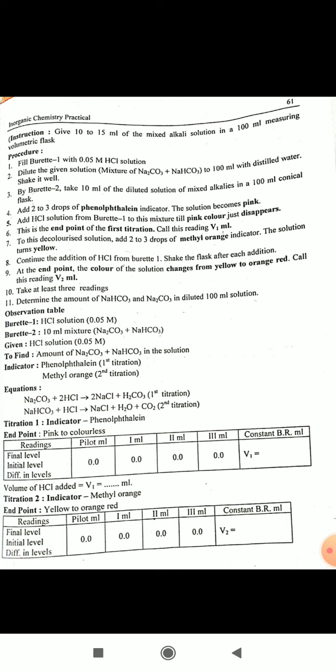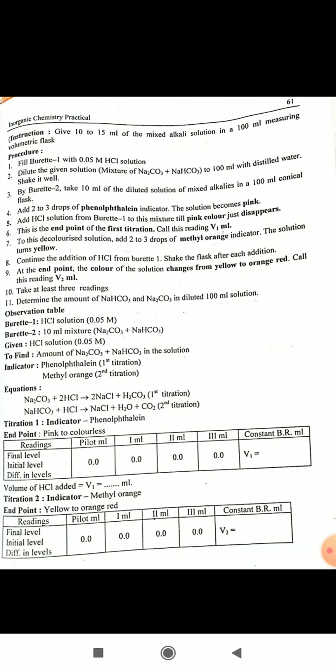This is the end point of the first titration. Call this reading V1 ml. Next, to this decolorized solution add 2 to 3 drops of methyl orange indicator. The solution turns yellow. Continue the addition of HCl from the burette, shaking the flask after each addition. At the end point the color of the solution changes from yellow to orange red. Call this reading V2 ml. Take at least 3 readings. Determine the amount of NaHCO3 and Na2CO3 in the diluted 100 ml solution.